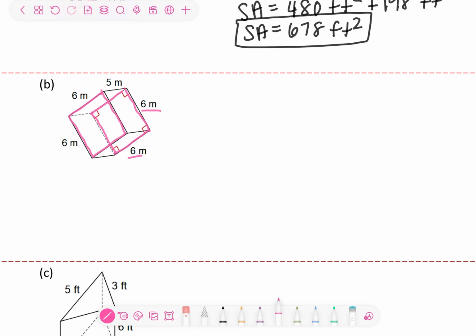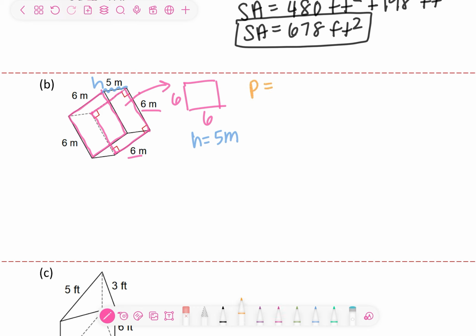Okay, and that means that the height is going to be that distance between, which is going to be the 5 right there. Okay, all right, so let's draw our base over here. We just have a simple little square, 6 by 6, 6 feet by 6 feet. And then what we're going to do is we already found the height. The height is the 5 meters, right? The distance between the two bases. Now we just have to find our perimeter and our base area.